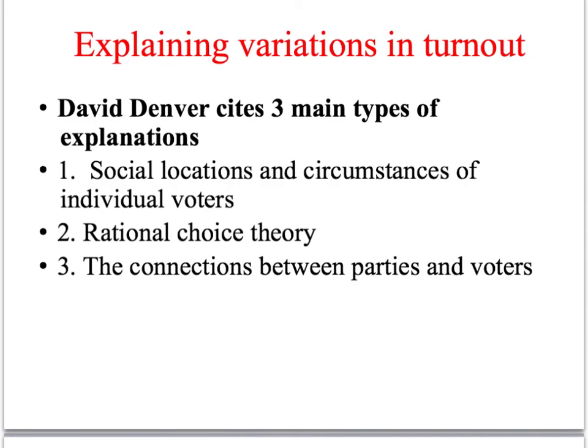So a very quick reminder of the explanations that we've looked at. Social locations is about looking at people's social background. Rational choice theory is the perspective that says that people are more likely to vote if they think there's an incentive for them to do so, if the benefits seem to outweigh the costs. And then the third type of explanation focused on the degree to which people feel attached to a particular party.